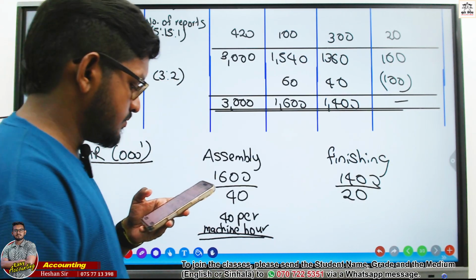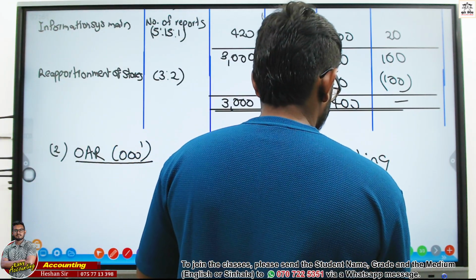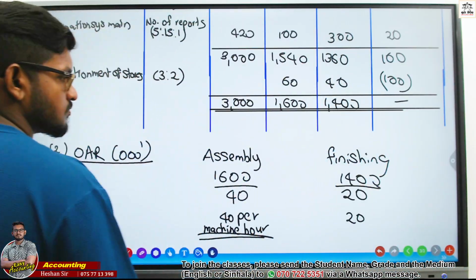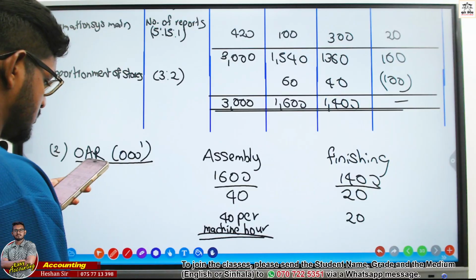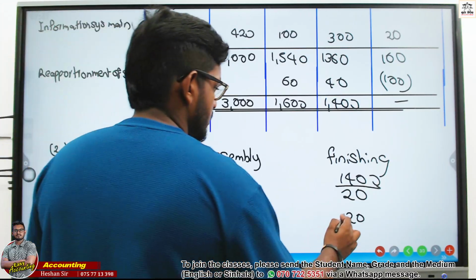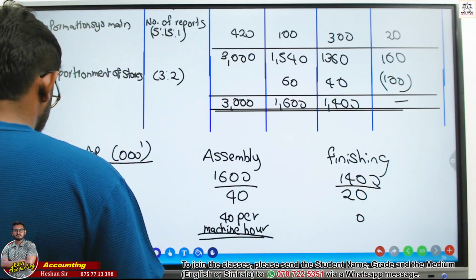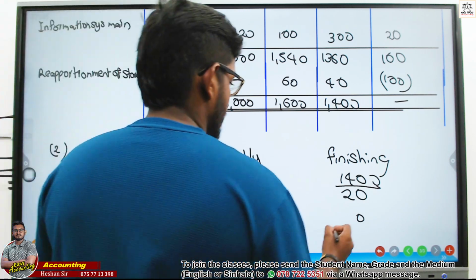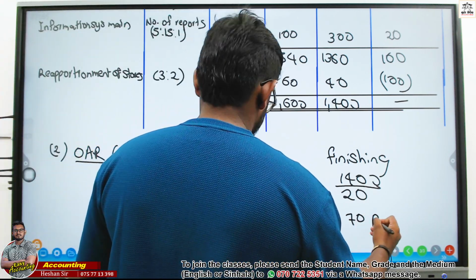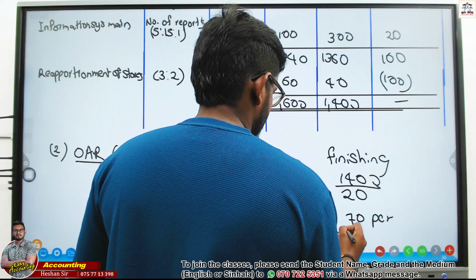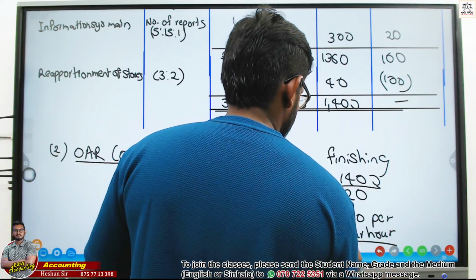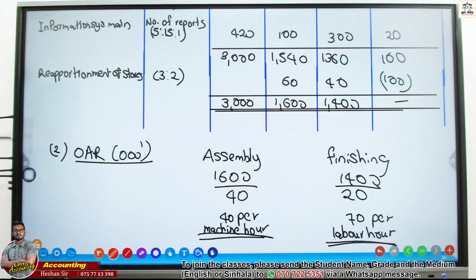In here, 20, right? Sorry, 70, no? 70 per labor hour. 70 per labor hour.